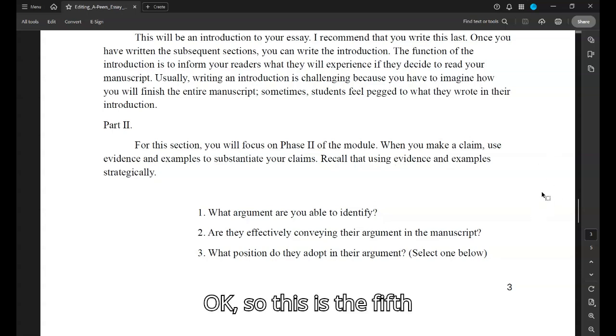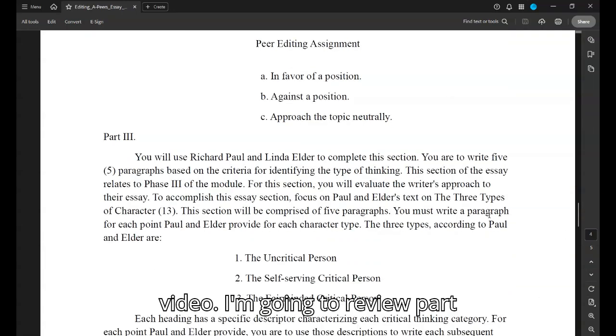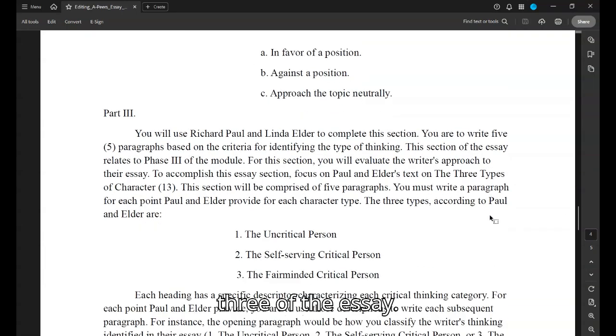Okay, so this is the fifth video. I'm going to review part three of the essay. For this section of the essay, what you're going to do is this. You will use Richard Paul and Linda Elder to complete this section. You are to write 5 paragraphs based on the criteria for identifying the type of thinking.